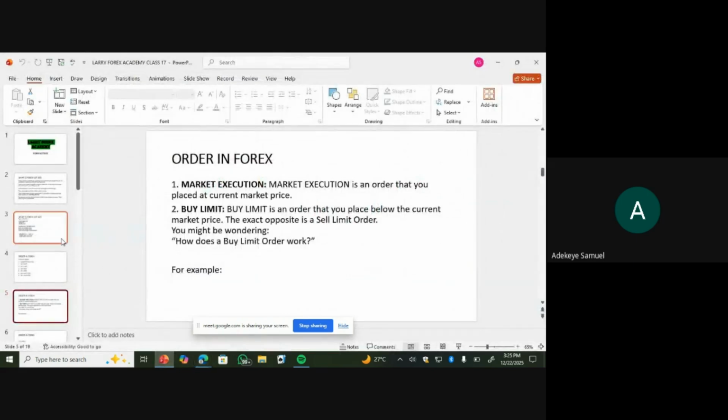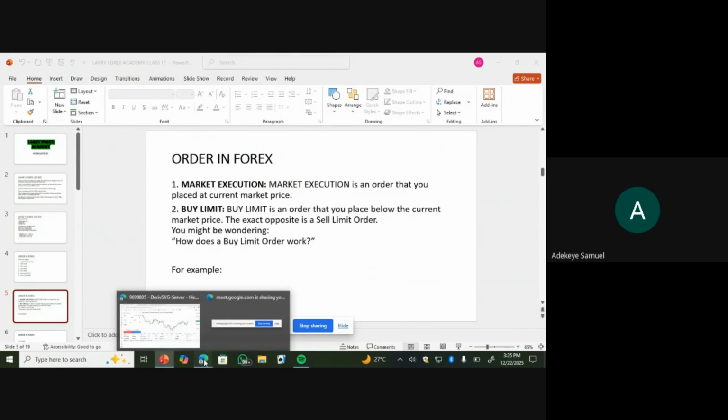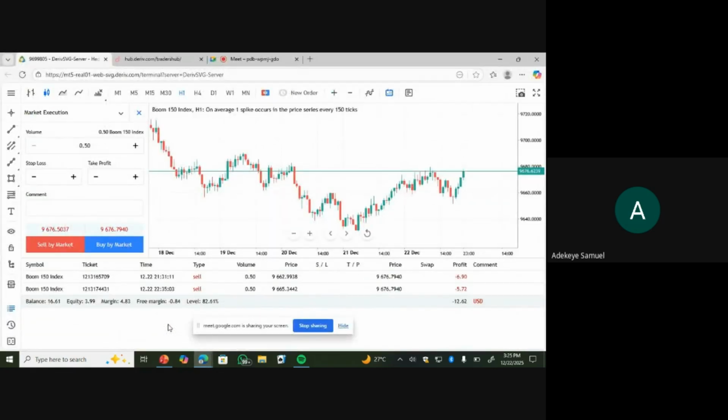Let's talk about the second one, which is buy limit. A buy limit is an order that you place below the current market price. Let's say you've done your analysis and you saw that this market is going to buy, but you don't want to buy at this particular price.